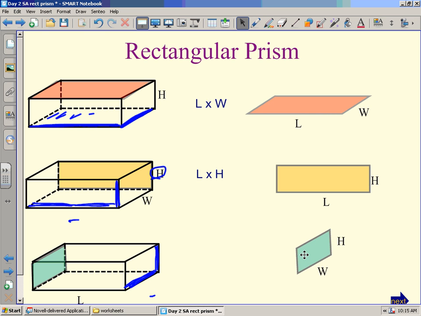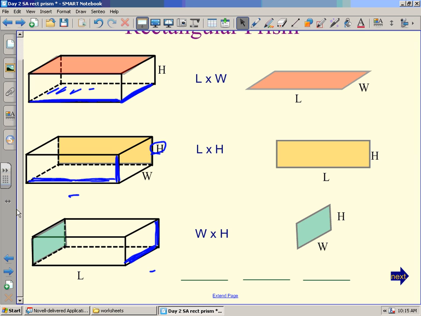So again, if we pull that piece out, we can see that that's width times height. Now there's my 3 different rectangles. But that's not what we want. We don't want just the individual 3. We want the total of all these.